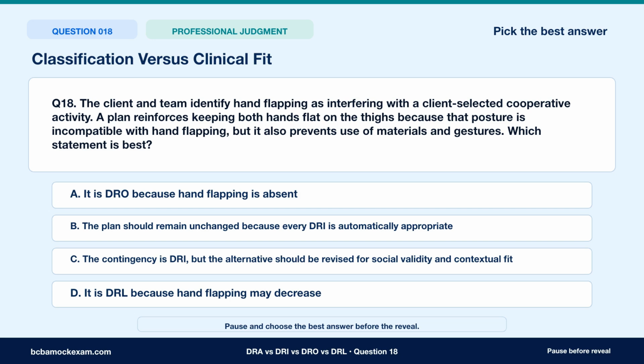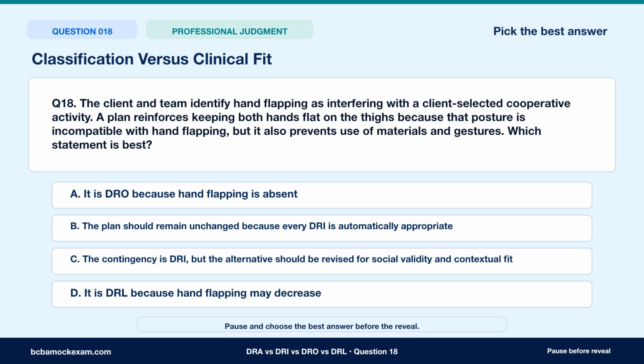Question 18. The client and team identify hand flapping as interfering with a client-selected cooperative activity. A plan reinforces keeping both hands flat on the thighs because that posture is incompatible with hand flapping, but also prevents use of materials and gestures. Which statement is best? The choices are A. It is DRO because hand flapping is absent. B. The plan should remain unchanged because every DRI is automatically appropriate. C. The contingency is DRI, but the alternative should be revised for social validity and contextual fit. D. It is DRL because hand flapping may decrease.